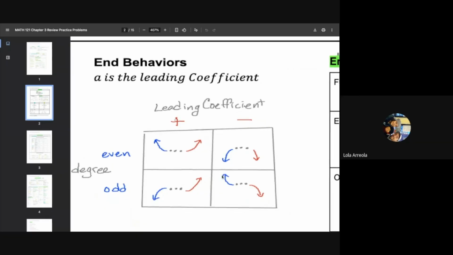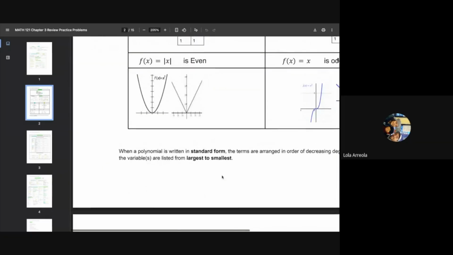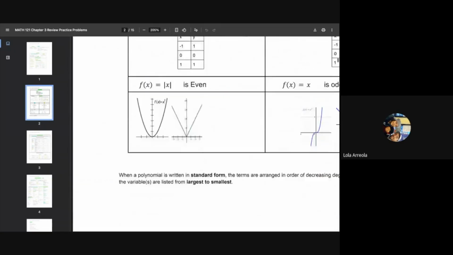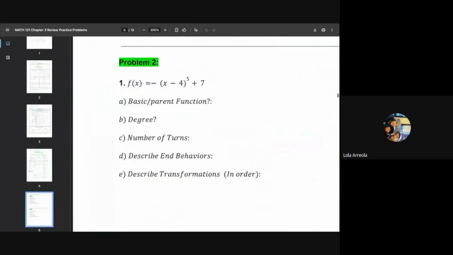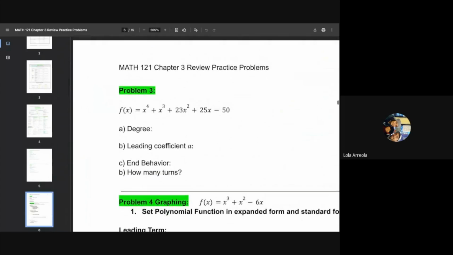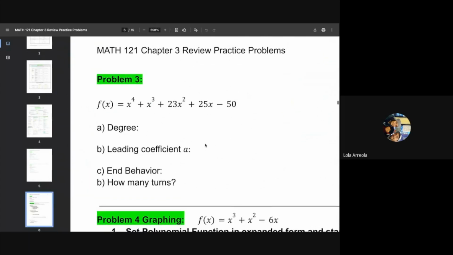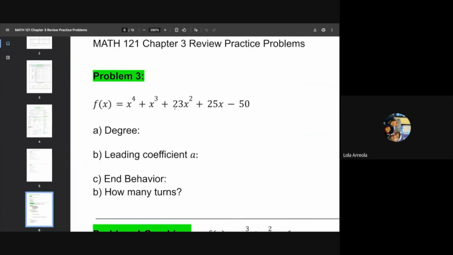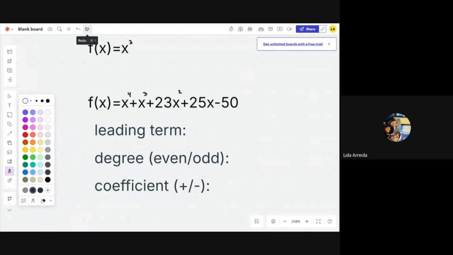Okay, so we're going to be reflecting and going back to this chart, and looking at problem number 3 to get an idea. Again, the whole point of doing this is to get an idea of what the graph looks like without actually graphing it.